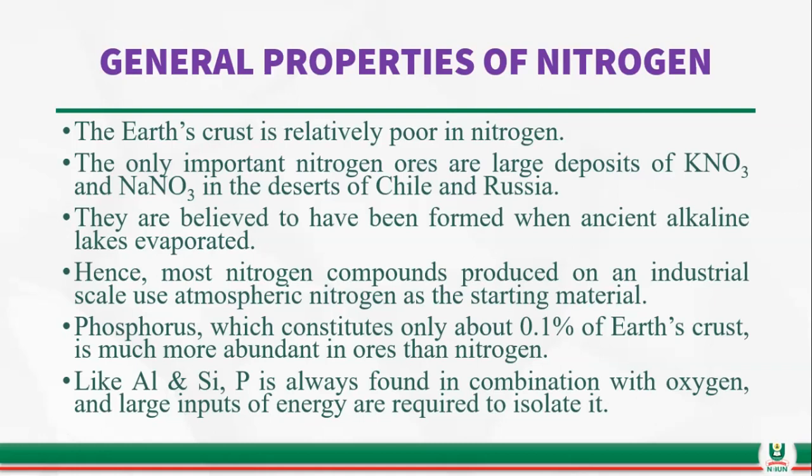Like aluminum and silicon, phosphorus is always found in combination with oxygen. You don't find phosphorus in the earth crust or in ore form with anything but oxygen, like the phosphate group. And a lot of high energy is required in order to actually isolate phosphorus from the phosphate.